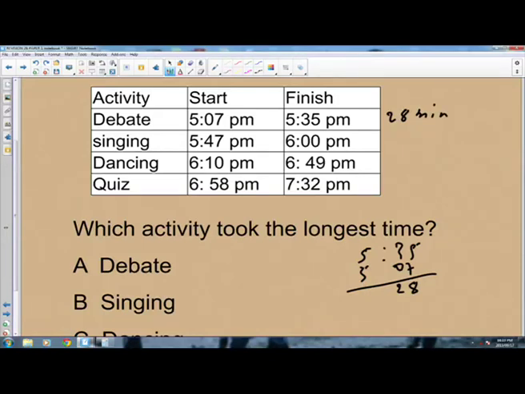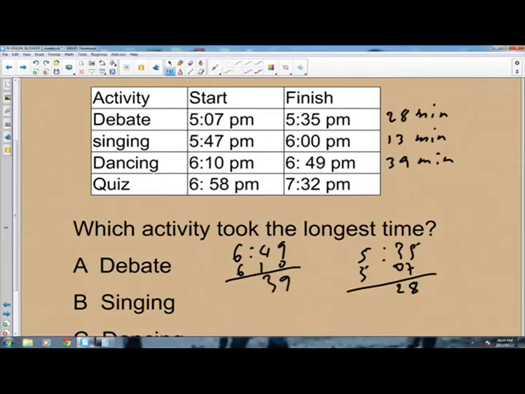And then what about 5:47 to 6? This is just 13 minutes. Just 6 minus 5:47 will be 13 minutes. And then 6:10 to 6:49. This is 39 minutes. That is, dancing will take 39 minutes. It's 6:49. Let's prove it. 6:49 minus 6:10. It's 9, 3. So it's 39 minutes.